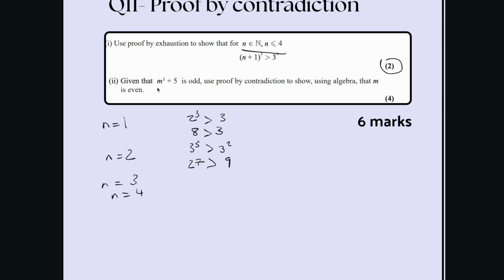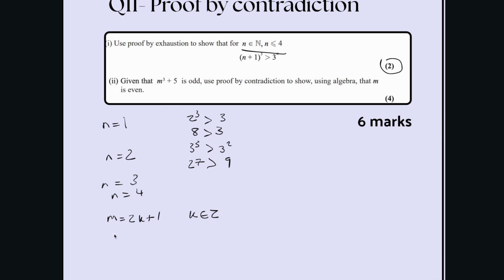Given that m cubed plus 1 is odd, use proof by contradiction to show using algebra that m is even. Okay, so for proof by contradiction, you always have to do assumptions. So here we're going to assume that there exists an m which is odd, making sure that m cubed plus 5 is even. You have to write what I've just said, by the way, but I'm not writing it, where k is basically an integer, such that m cubed plus 5 is odd.